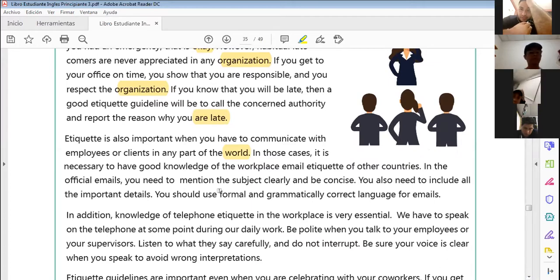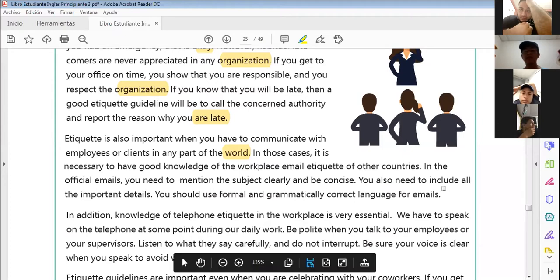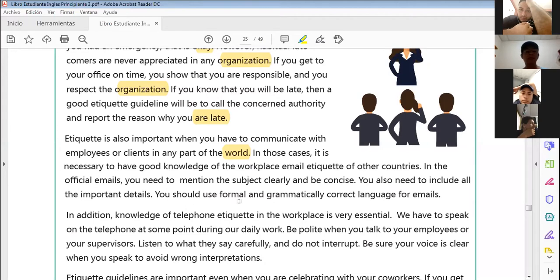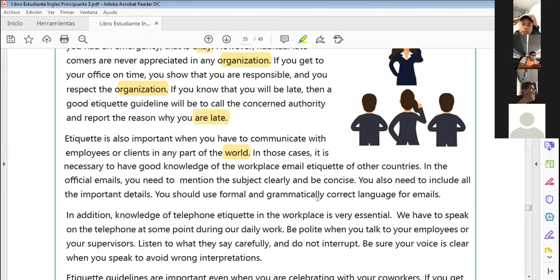In those cases, it is necessary to have good knowledge of the workplace email etiquette of other countries. Okay, thank you. Carlos Valiente, continue reading. In the official emails, you need to mention the subject clearly and be concise. Very good. You also need to include all the important details. You should use formal and grammatically correct language for emails.